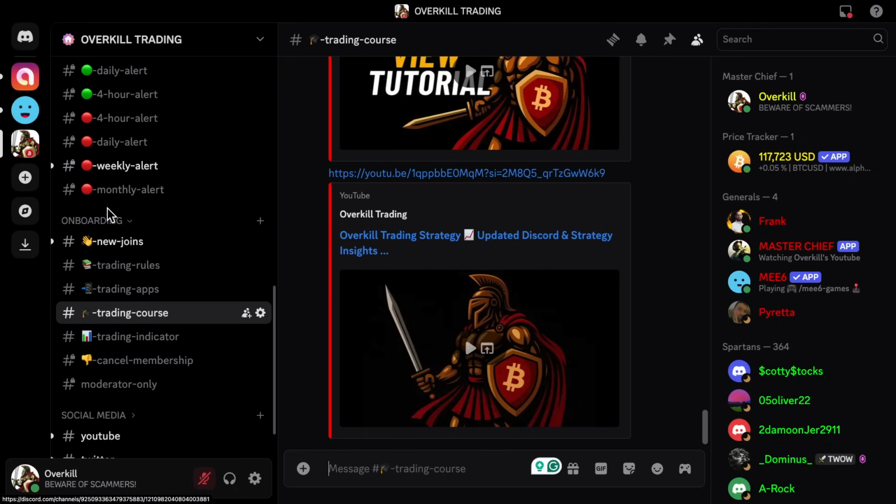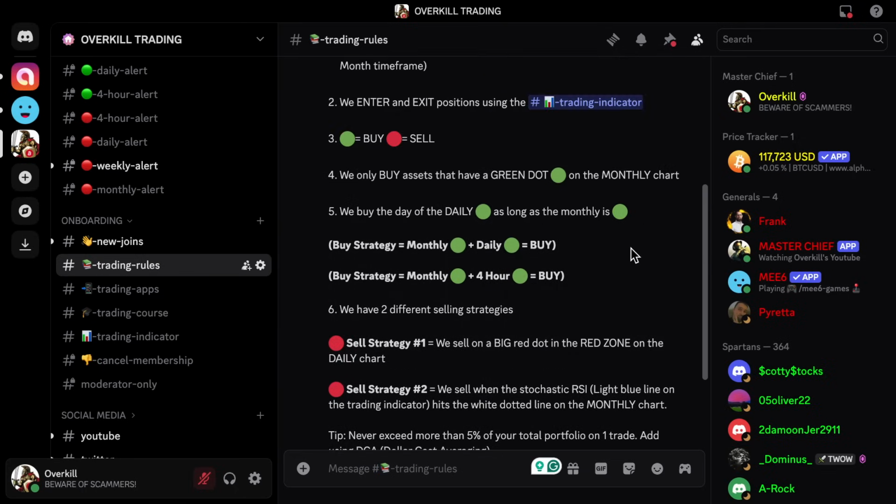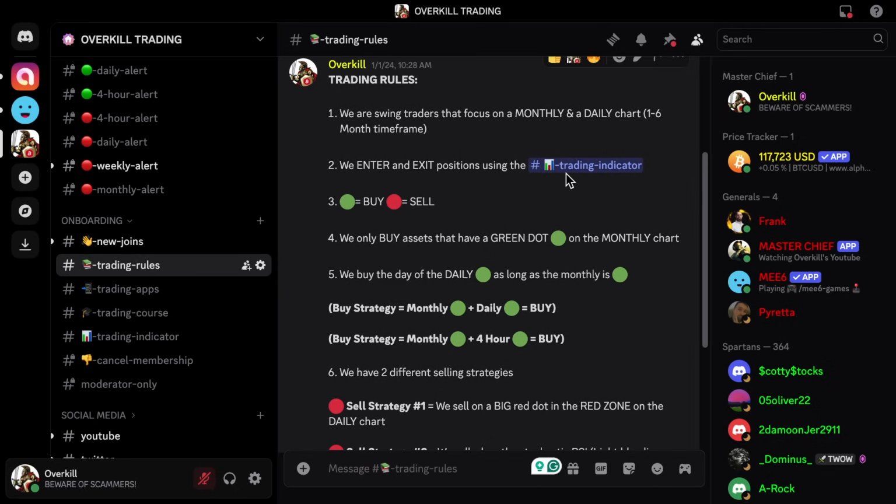But the important thing is keeping the 1 to 6 month swing trade. We're 1 to 6 month holders. We're not day trading here. We are swing trading. There is a huge difference in day trading and swing trading. Day trading is buying and selling the same day. 90 to 95% of people who do that fail. So we take a little bit of a different approach here with a longer term mindset in mind.